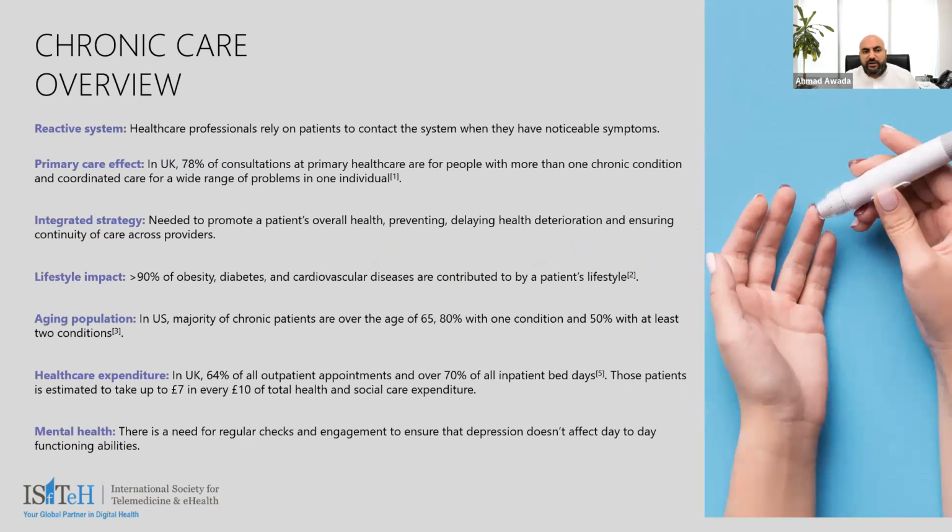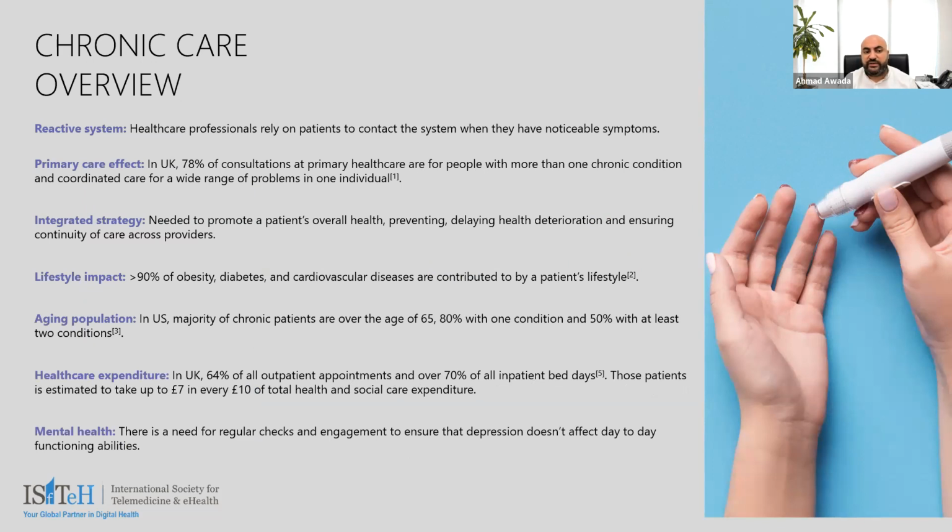So I'll give you a chronic care overview. What's happening now in chronic care? Our healthcare systems are more reactive. We wait for the patient until he's sick and he comes to the hospital. And this has a very big impact on the patient's health, on health policy, and on the funding for that. There is a primary care effect happening everywhere in the world.